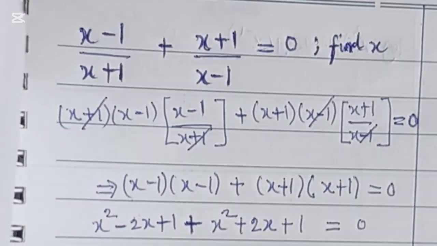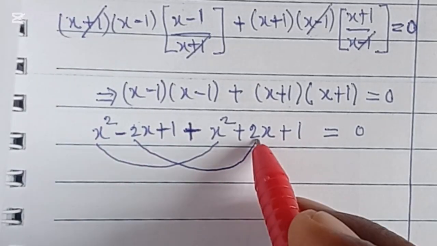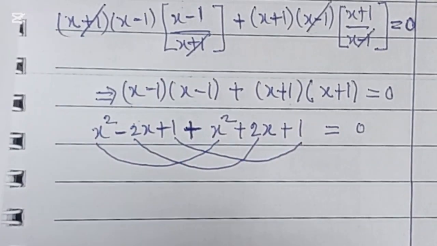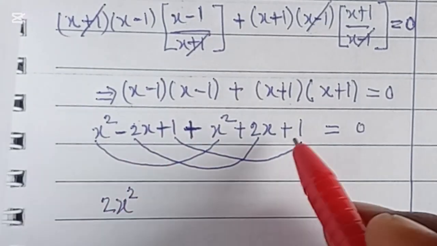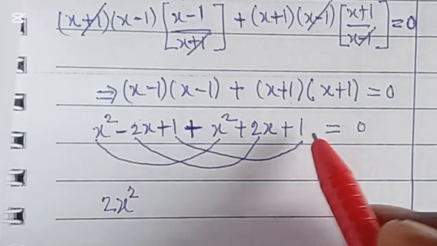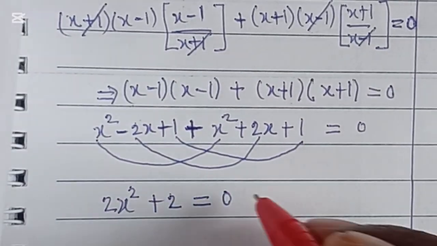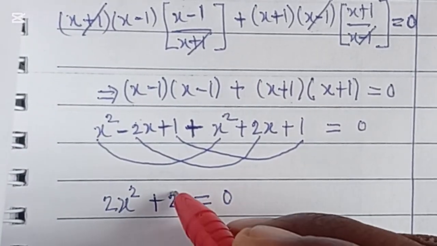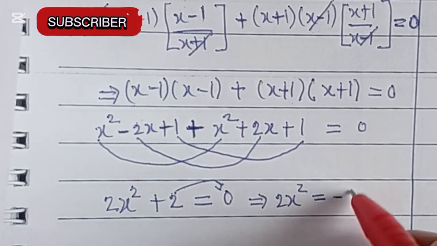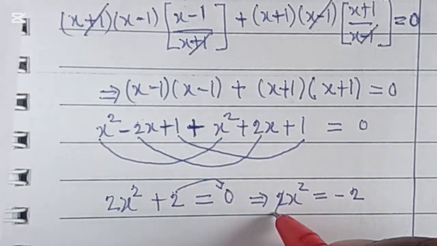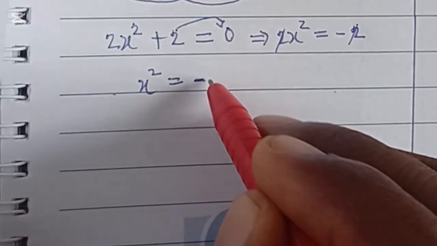Now we can collect like terms: you can add x squared and x squared, add the 2x terms, and add 1 and 1. So x squared plus x squared gives us 2x squared. Minus 2x plus 2x is already 0. Then 1 plus 1 gives us 2. So 2x squared plus 2 is equal to 0. You can easily move 2 to the other side of the equation. This becomes 2x squared is equal to minus 2. And where does this leave us? 2 cancels 2, and we are left with x squared is equal to minus 1.